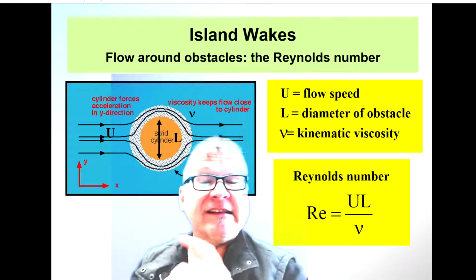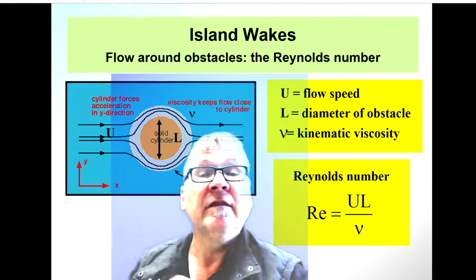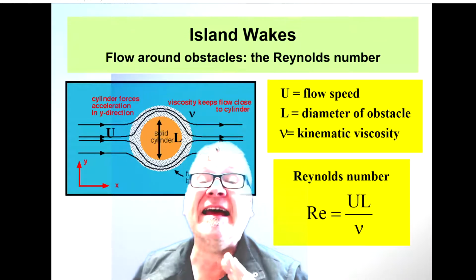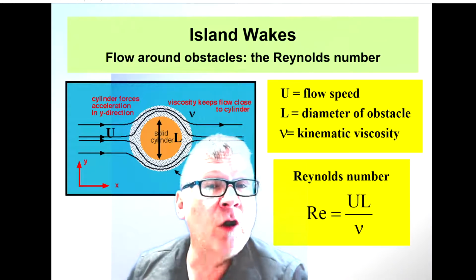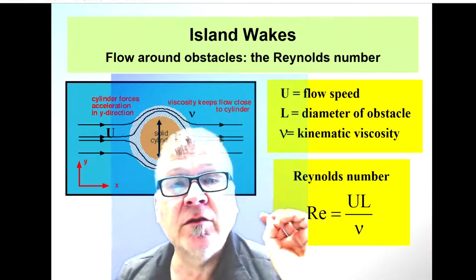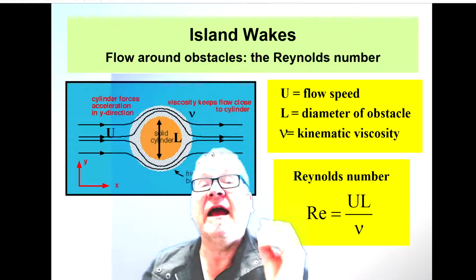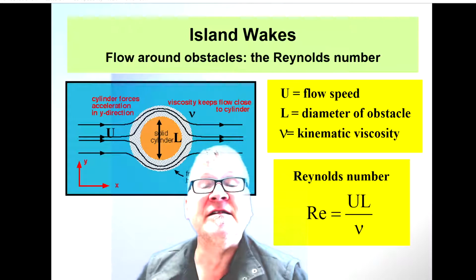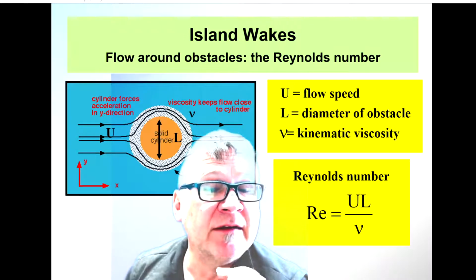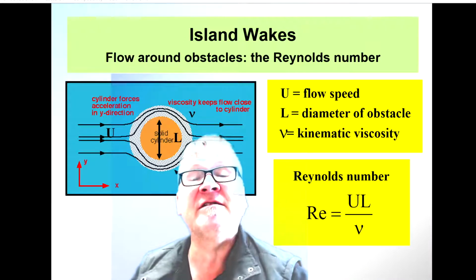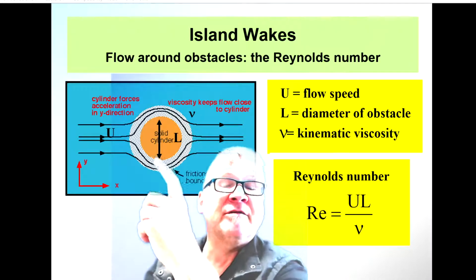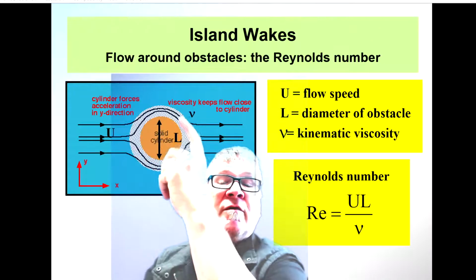So consider that you have a solid cylinder, and the scale of that, L, is the diameter of this object. And you have a flow coming from the left, and the speed of this flow is u. And in addition to that, we have a viscosity effect characterizing the fluid that you're using. The viscosity keeps the flow close to the cylinder. Okay, so shown here is a situation of a smooth flow just moving around.